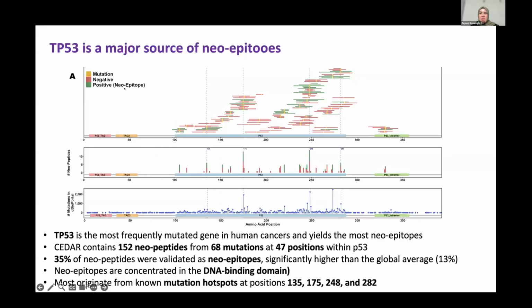We also specifically see that many neopeptides arise from mutation hotspots. I indicated them by these vertical lines. So these mutation positions are known to be recurrent, and they're well known across different cancer types. So it also makes sense that we have many peptides generated by these mutations.